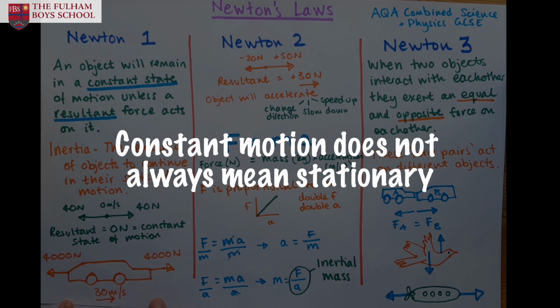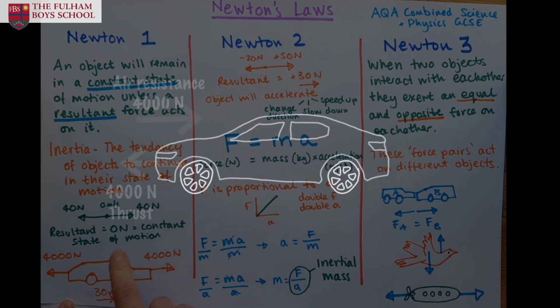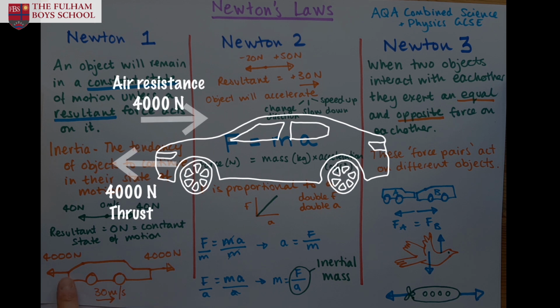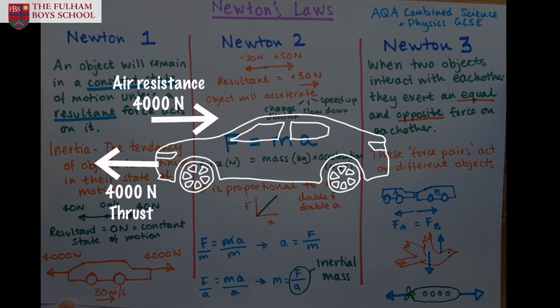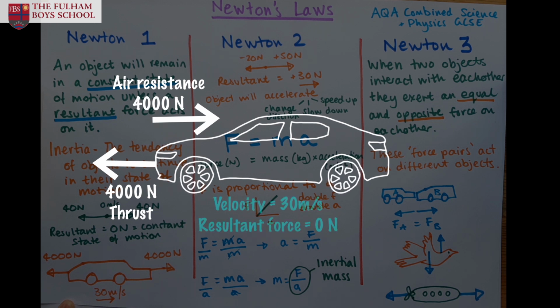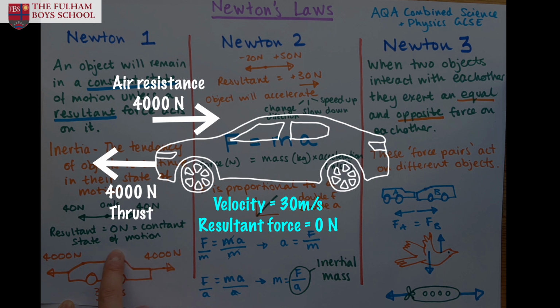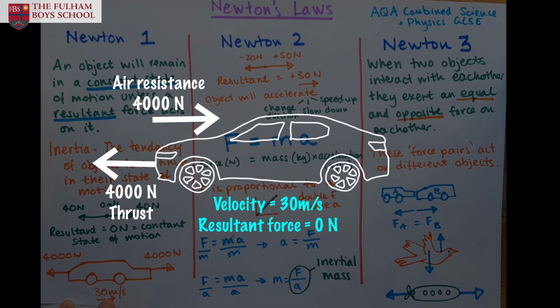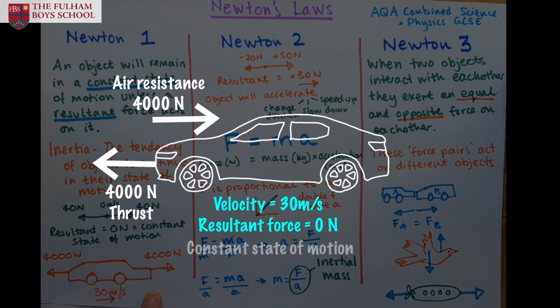This car, for example, 4,000 newtons of thrust is equally balanced out by 4,000 newtons of air resistance. This car is not stationary. This car is moving at 30 meters per second, which is about 70 miles an hour on the motorway. So even though the resultant force on this car is 0, it still has a velocity of 30 meters per second, and all that the resultant force being 0 tells us is that it will continue in its state of motion. Its state of motion will not change.